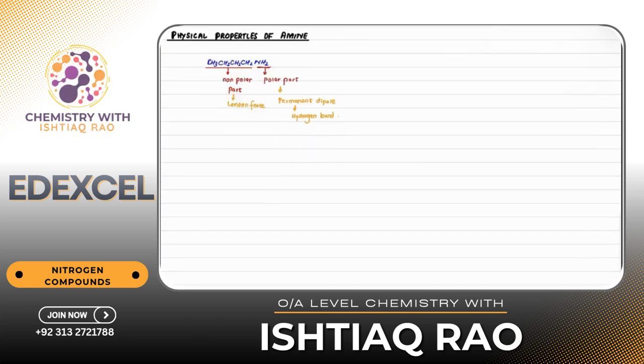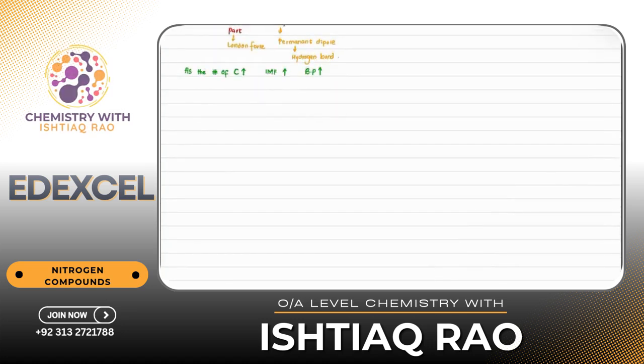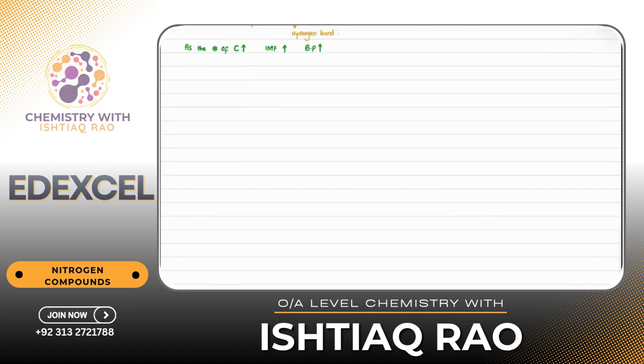Okay. So as the number of carbon increases, the IMF increases, so the boiling point increases, and vice versa for the decrease in carbon atoms. Okay, so it depends. And also, what about the density?